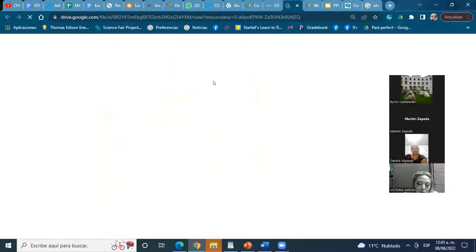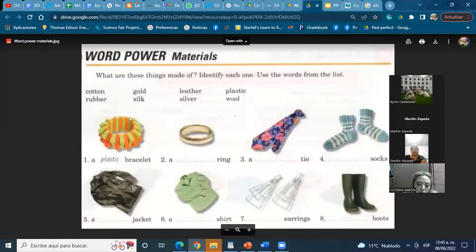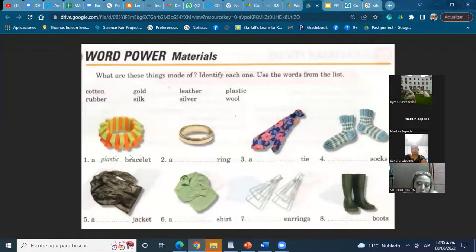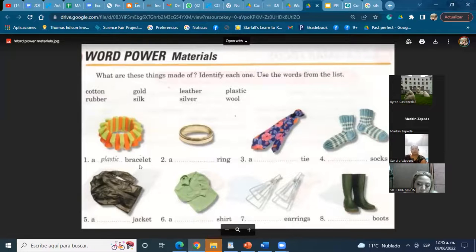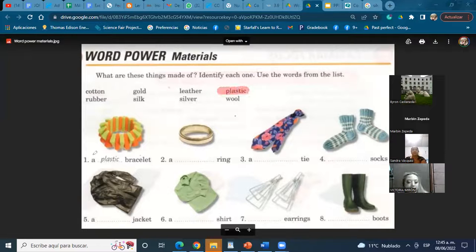So this would be, that was the one. All right. What is this, guys? A plastic bracelet. Okay. Number two, what do you think it is? A gold ring. Okay, plastic is here. Gustavo, golden sería el color. Yes, dorado. Gold is the material. A gold ring. This is a gold ring. Okay, very good. This one?